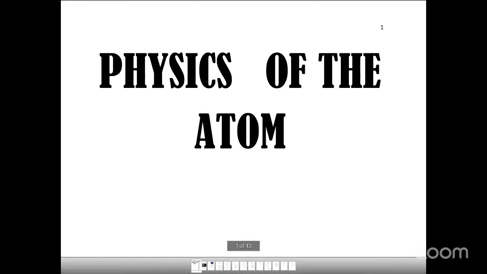Right, where's PHP? Rutherford. There was a guy named Rutherford, and he hired two scientists, Geiger and Marsden. I'm going to show you the experiment that he did, called the gold foil experiment. But remember, they had no idea what the atom looked like, right?